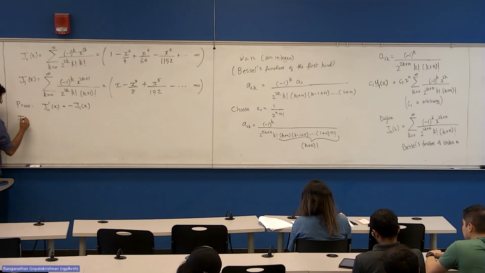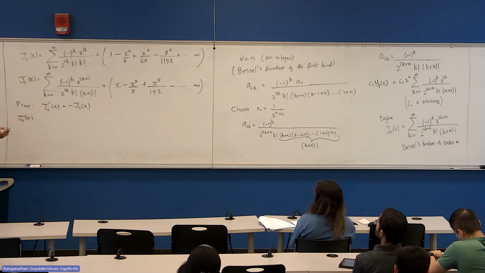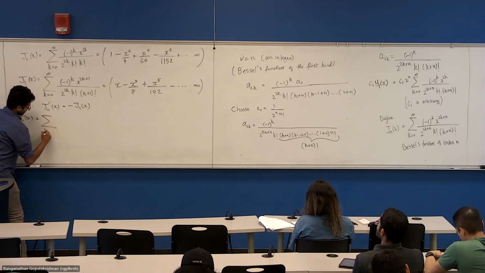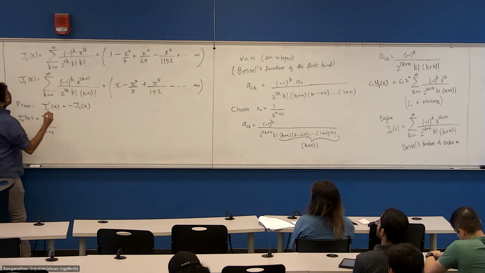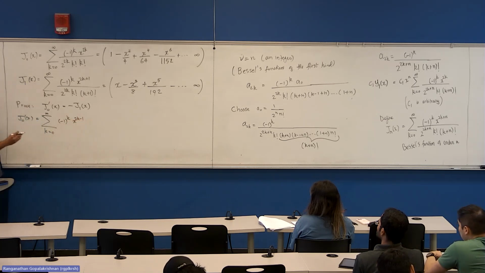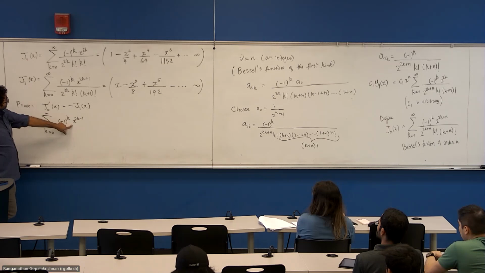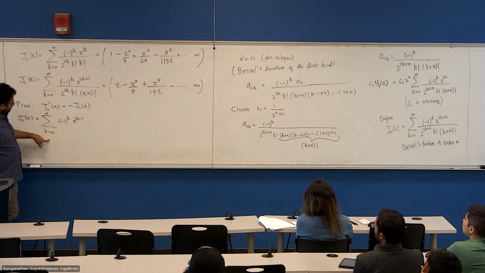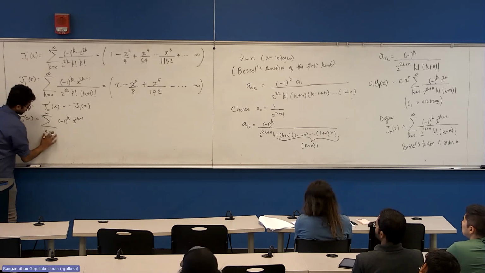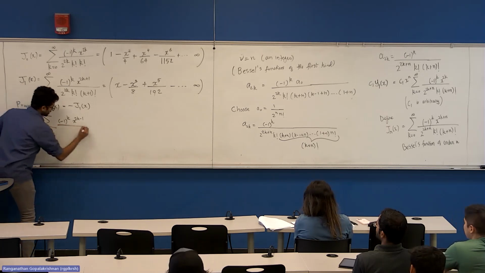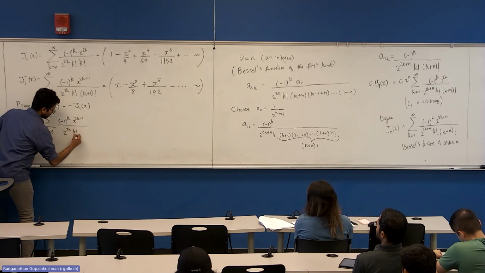Let's get J naught prime of x, the derivative of the Bessel function of order 0, which would be the sum of minus 1 power k, x power 2k minus 1. If k equals 0, this would be a problem, right? Yeah, we'll have to start from k equals 1, divided by the rest of it, 2 power 2k, k factorial squared.